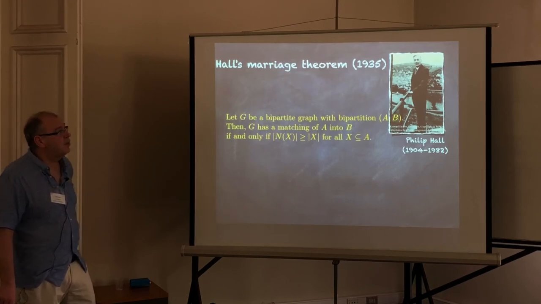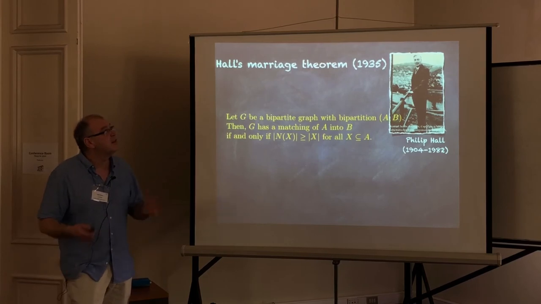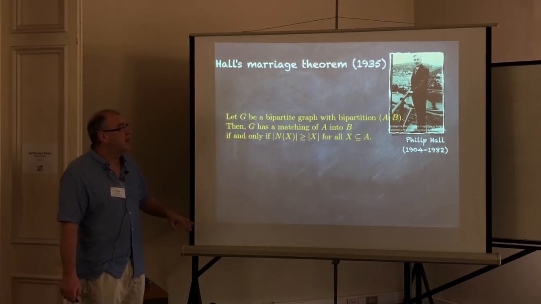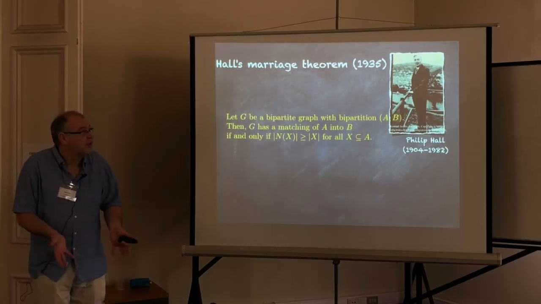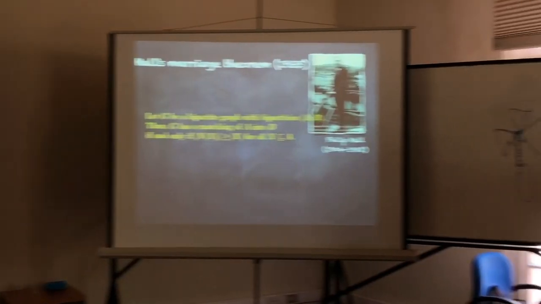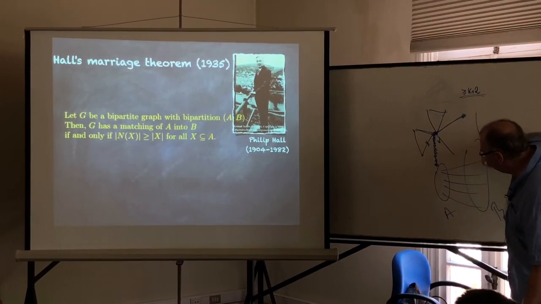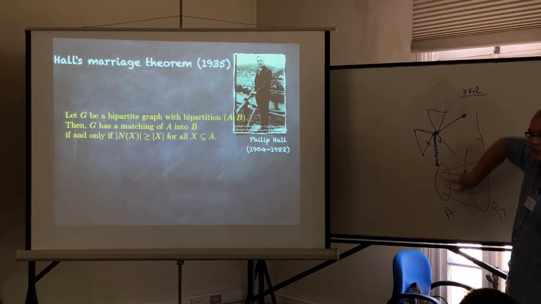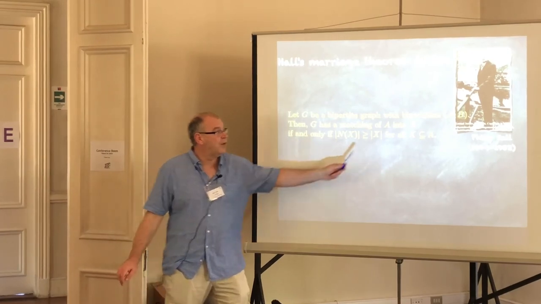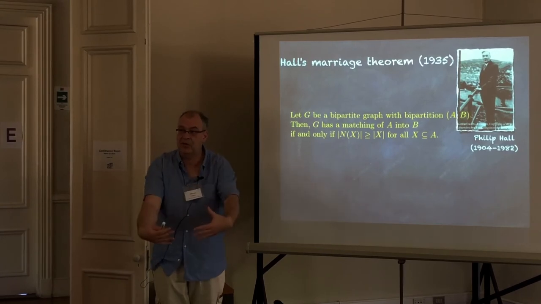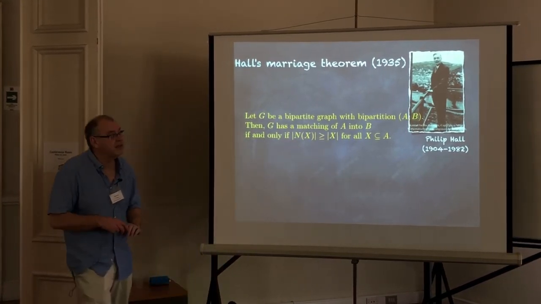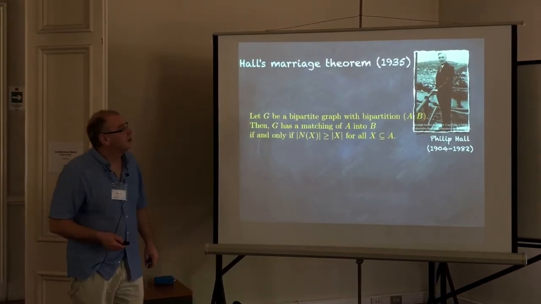And another famous theorem, which I will also be using a lot, is Hall's marriage theorem from 1935. It says that if I have a bipartite graph with bipartition A and B, then it tells me when this graph has a matching of A into B. And by a matching of A into B, what does it mean? I have A, I have B, and a matching of A into B means that every vertex in A is used in the matching. So we say that a graph G has a matching of A into B if and only if for every subset X of A, the size of the neighborhood of X in B is always at least the size of X. These are the two classical results which I use.